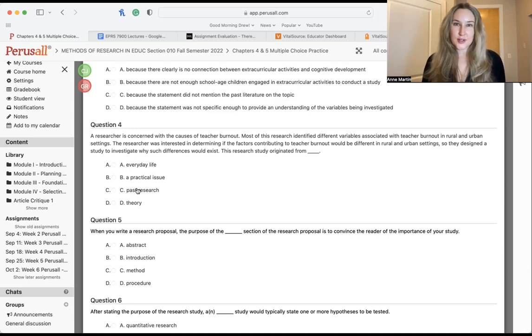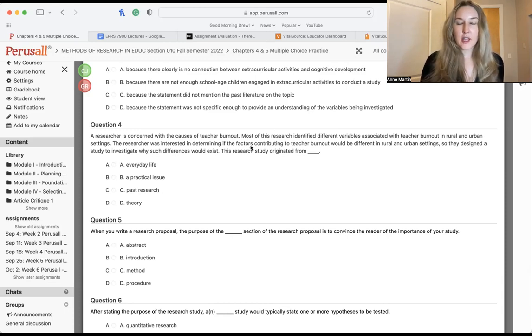Now, there is certainly overlap. It could be a practical issue for this researcher. Maybe they work in a rural setting and the research that they're reading is primarily focused in an urban setting. So they're curious what that would be. So it could be related to a practical issue or their everyday life. And then even theoretical, if some of the research is theoretical papers versus empirical research papers.